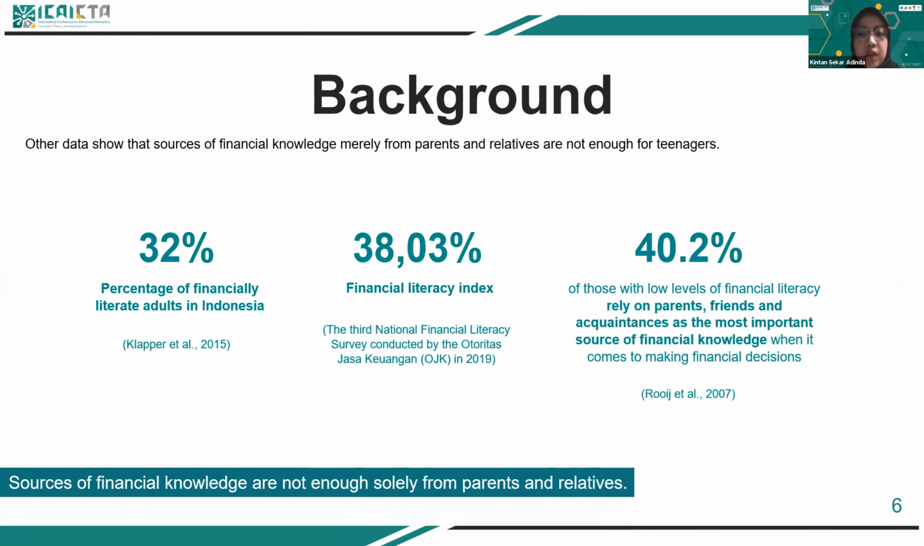Around 40% of those with low levels of financial literacy rely on their parents and relatives as a source of their financial knowledge. However, the survey conducted by OJK also showed that the financial literacy index for adults only reached around 38%. This shows that the source of financial knowledge is not enough just from parents and relatives. This is the second problem.